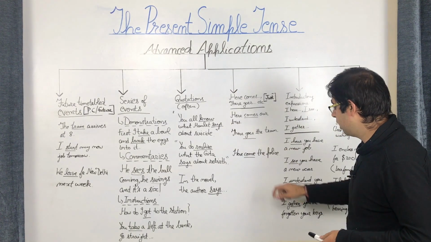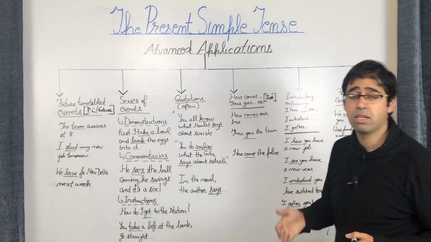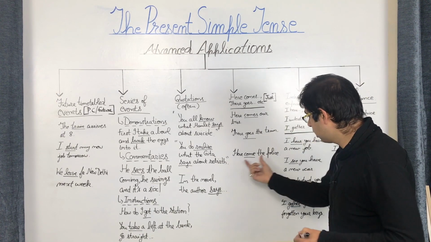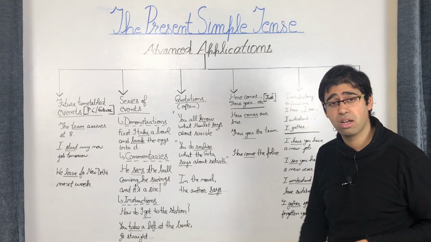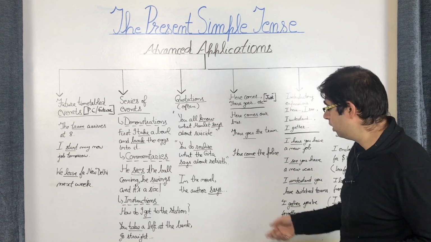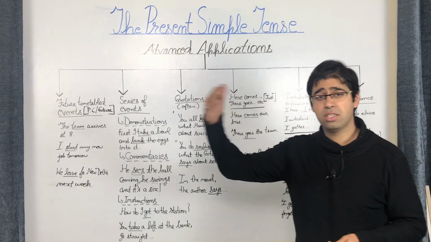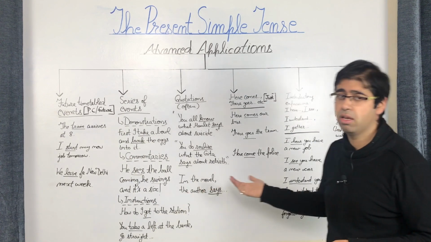So goes. And "here come the police." They're arriving at the scene of crime. Instead of "the police are coming," you can also express that in the present simple. "Here come the police." You just see the police cars arriving.